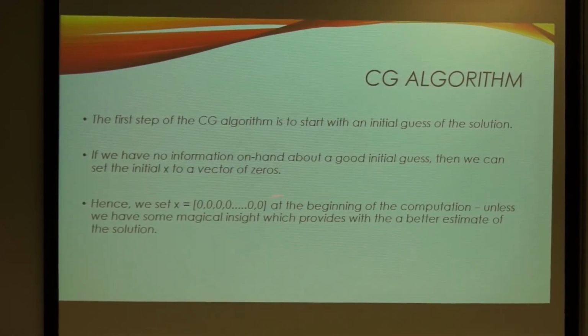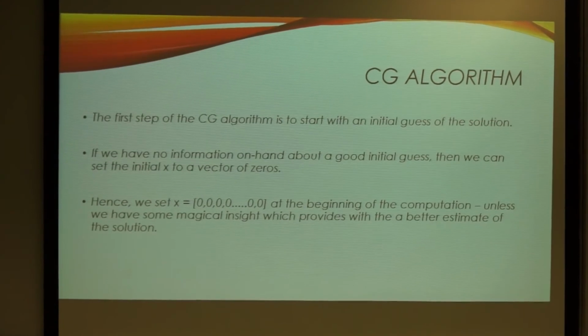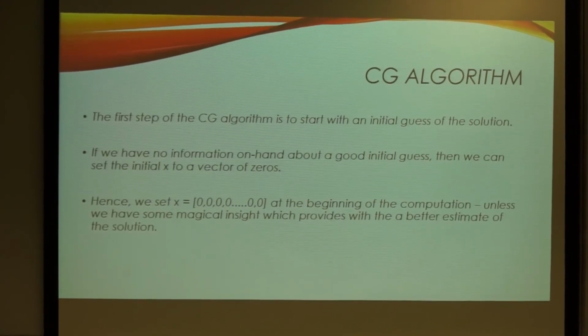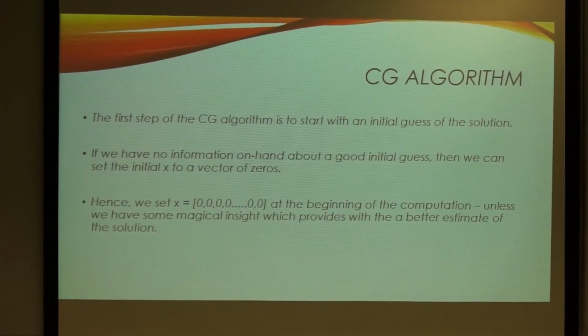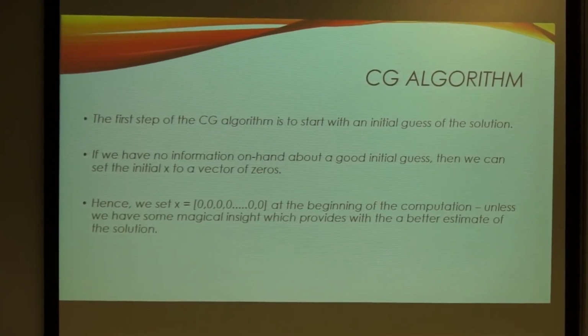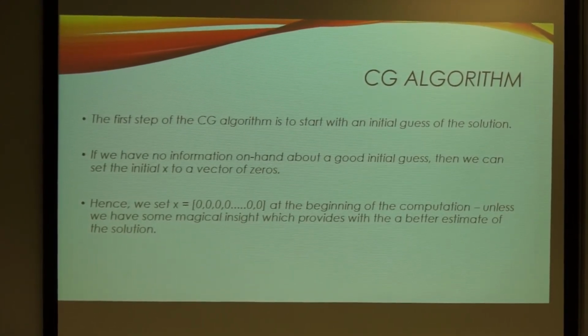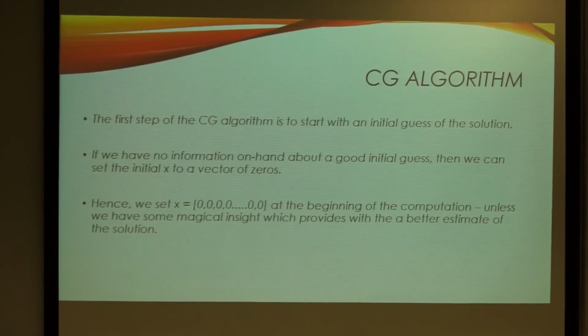So we're going to use x equals 0 because we don't have any magical insight that provides us a general solution at this stage. If we have it, then we can use it. So if we're going to use CG to solve an unsteady problem, which we can do, then we can use the temperature at the previous time step as our initial guess.